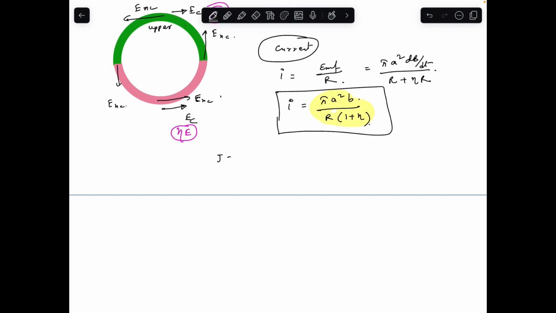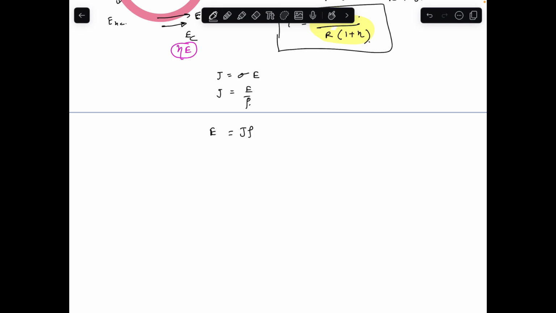Now, from Ohm's law, I know J equals sigma E. So J equals E by rho. So I can write E equals rho J. What is J? J is I by A. What is rho? Rho is RA by L. Fine. So this is the electric field, that is equal to I R A, A gets cancelled, IR by L.